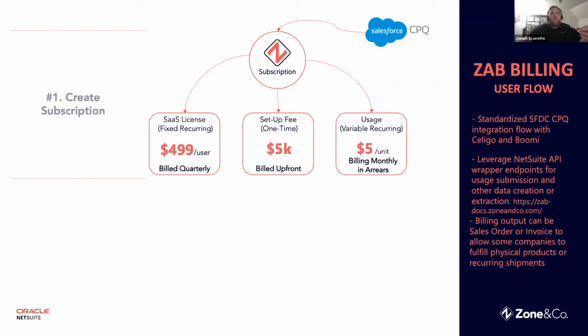Now, underneath the subscription, we have this concept called charges. These charges are ultimately going to be line items on the sales order or the invoice, but we can generate these charges in advance to get future cash flow analysis to see, okay, when am I going to be billing? How am I going to be collecting? How am I doing from a cash flow perspective?